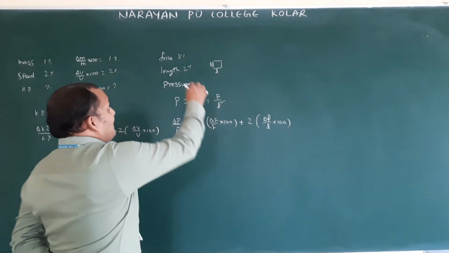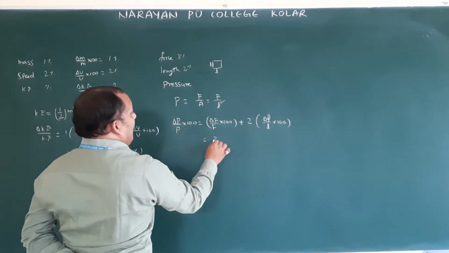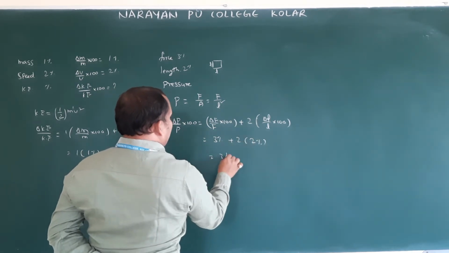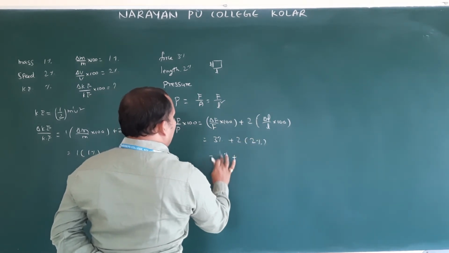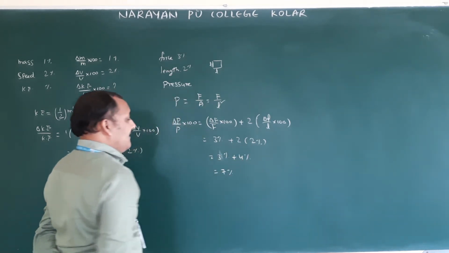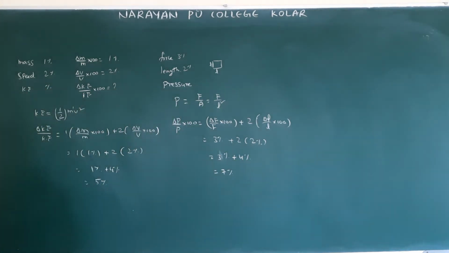In force what is the percentage? 3%. 3% plus 2 into 2%. So 3% plus 2 twos are 4. So 7%. In pressure 7%.